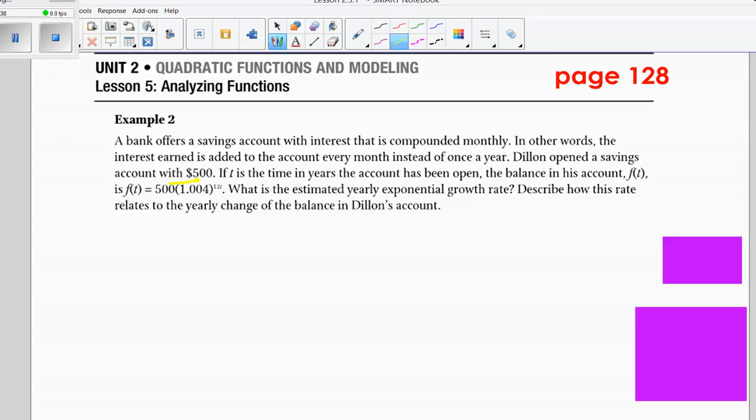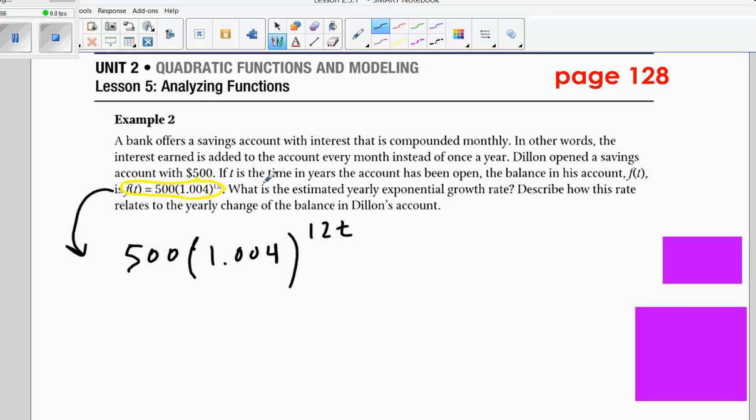So here's our equation that we want to be using: 500 times 1.004 raised to the 12t. I'm actually going to write that out because we're going to be using that down here. So 500 times 1.004 raised to the 12t.